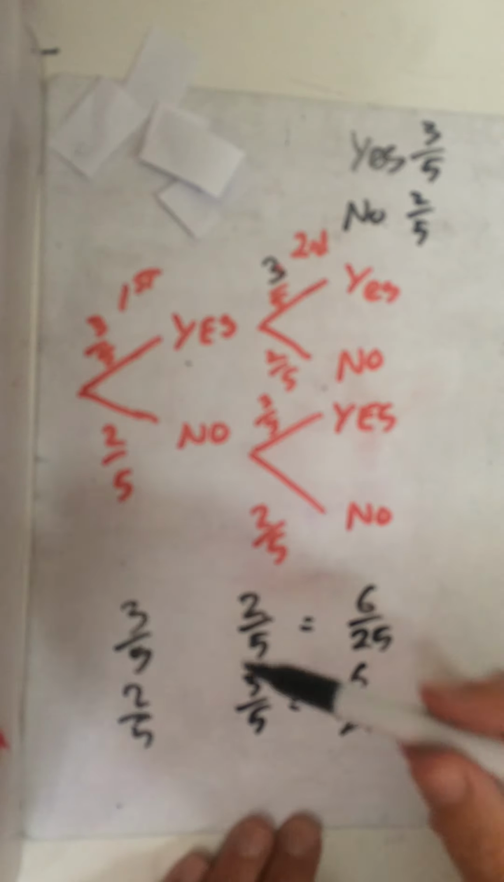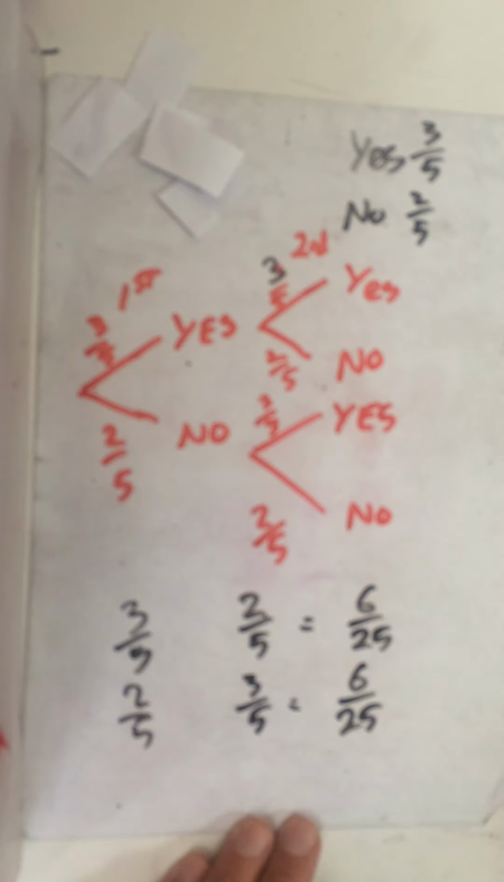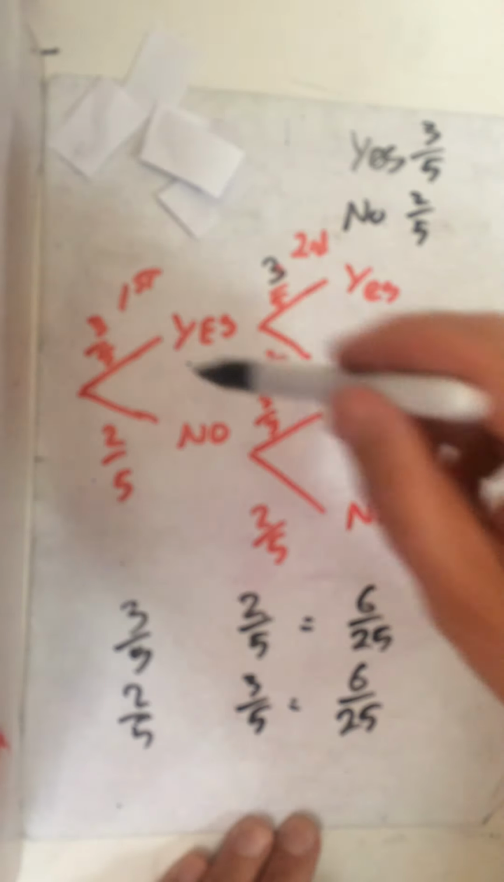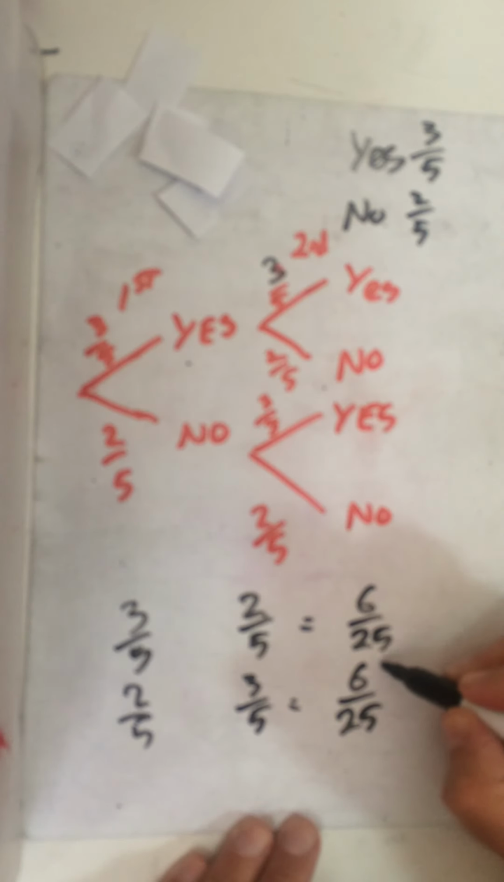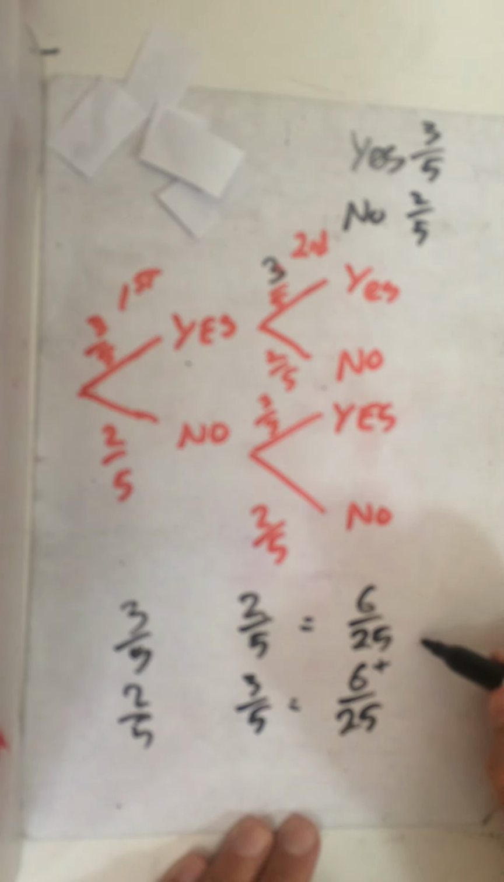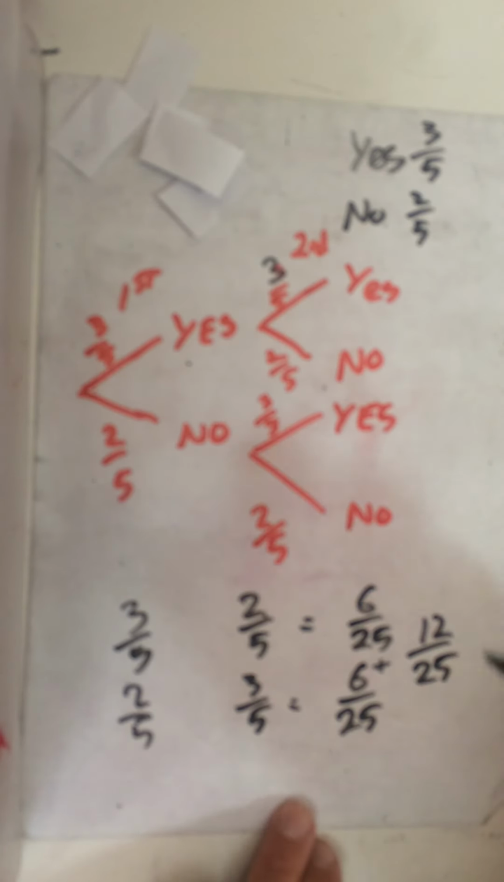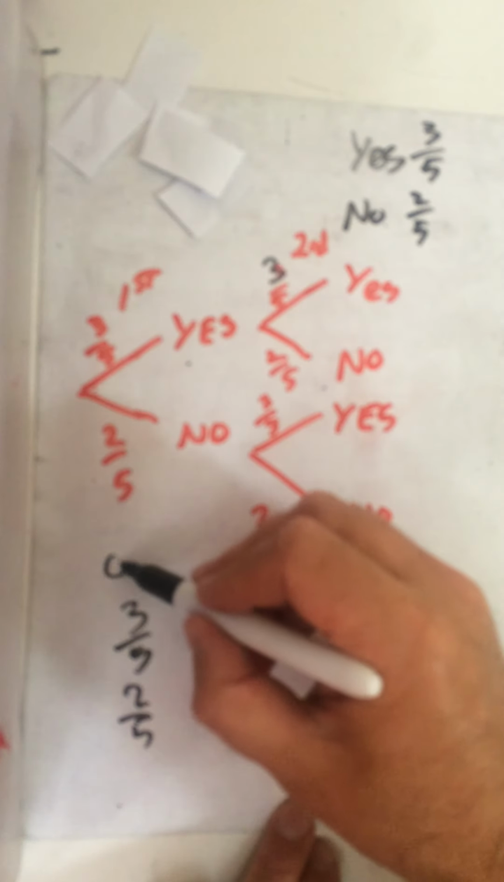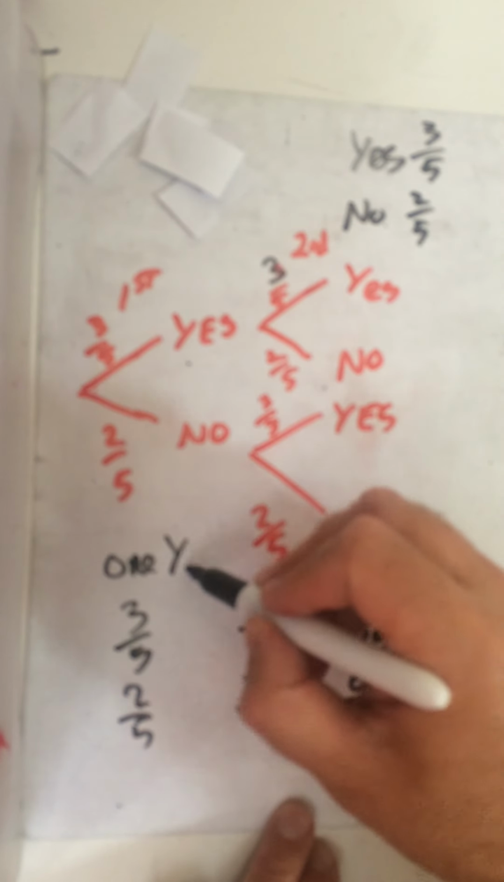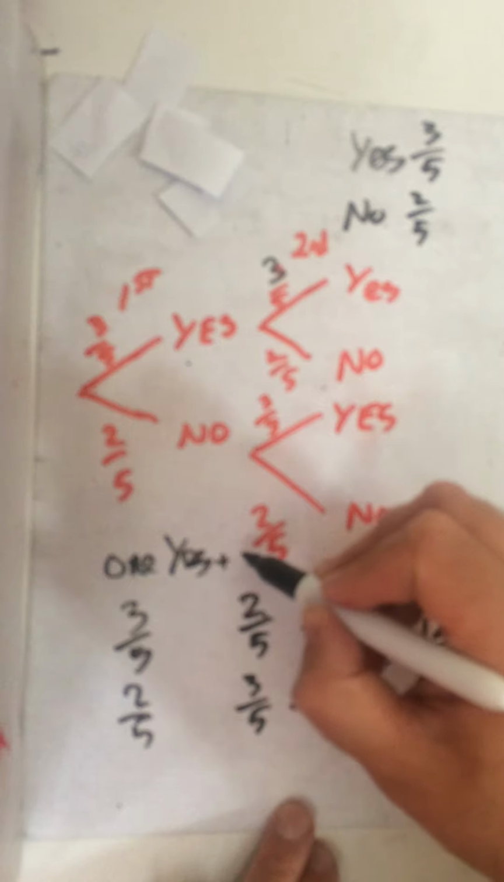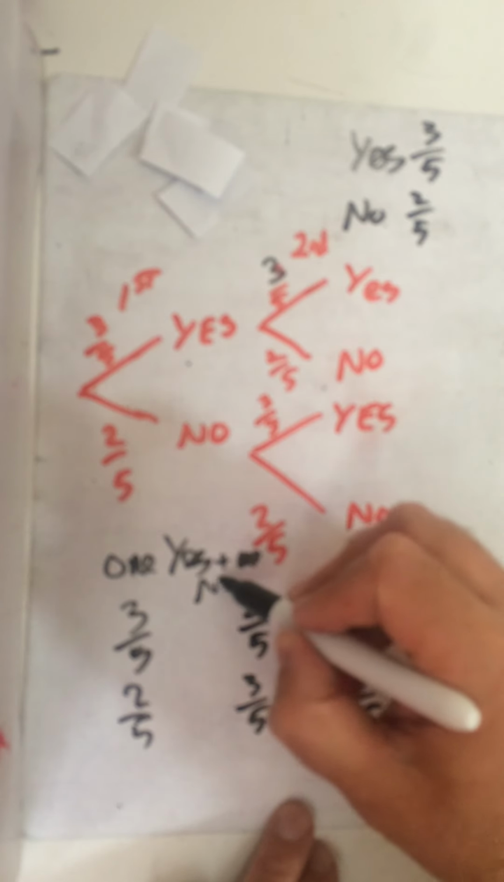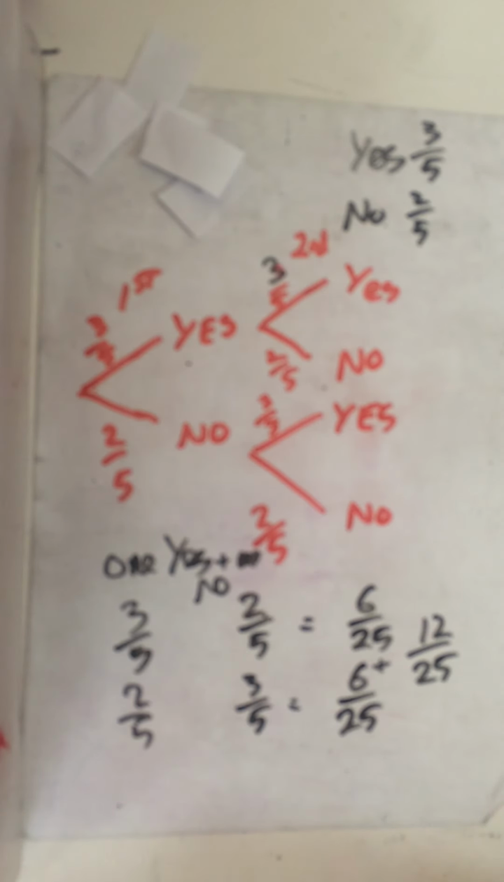Now what we do then, to find out the probability of getting one yes and one no, we would add these two together. Which would give me a 12 in 25 chance, okay? So that is the probability of getting one yes and one no. Sorry, it's a bit messy, okay?